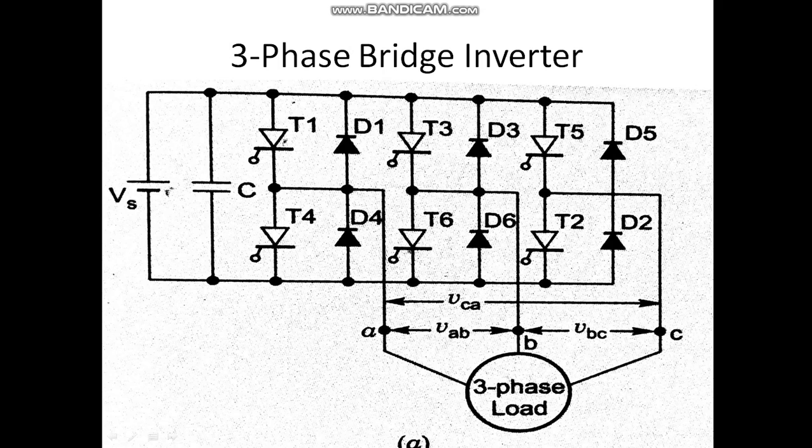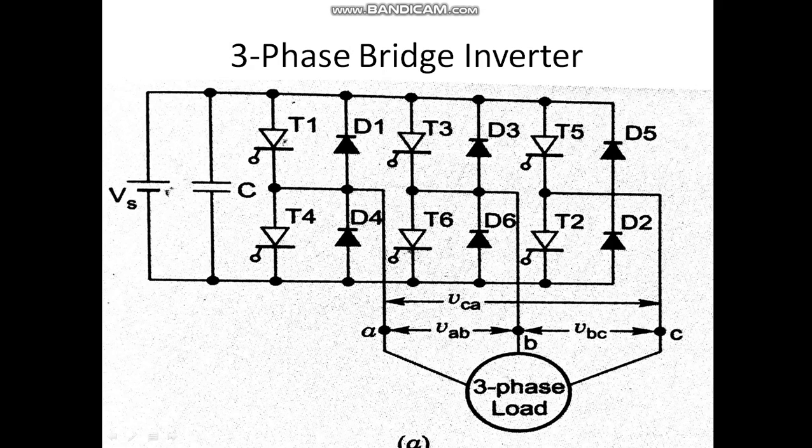These are some basics. Similarly, when T3 is on, the Y phase is connected to positive Vs, and when T6 is on, the Y phase is connected to negative Vs. When T5 is on, the B phase is connected to positive Vs. When T2 is on, the B phase is connected to negative Vs. Now this is the basics. Now listen on the basis of the operations.